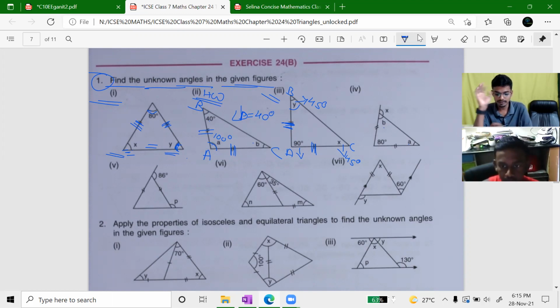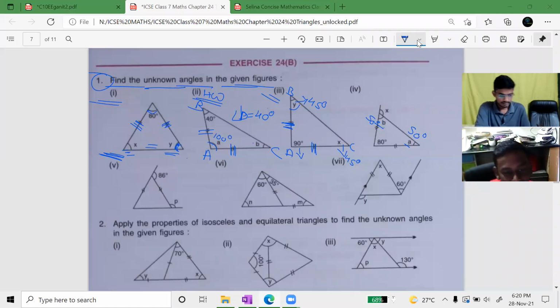You have to tell me the measurement of angle A and angle B. The same question, only the triangle is different. Tell me the measurement of angle A and B. Okay, come on. Do it.